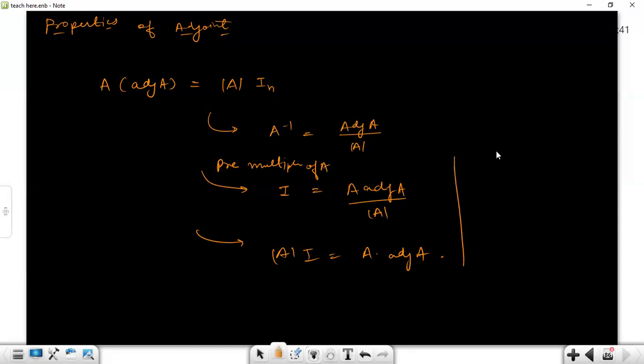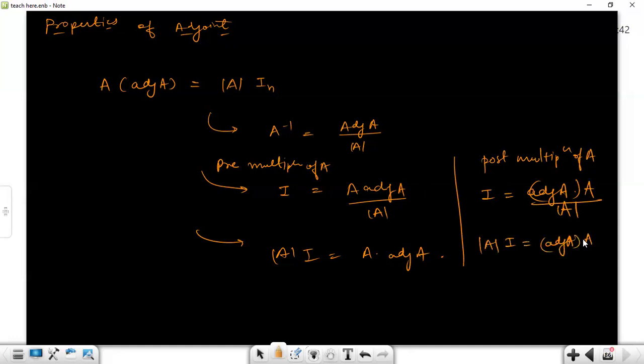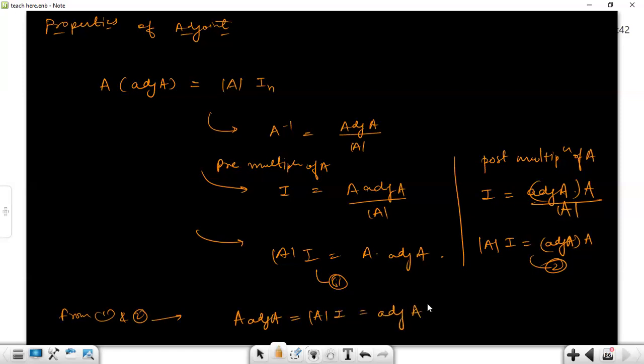This could also be post-multiplication. So A inverse into A is the identity matrix, and adjoint of A into A divided by modulus of A. Now modulus of A into identity matrix equals adjoint of A into A. So from this observation and this observation, we can conclude that A into adjoint of A is equal to modulus of A into I, and it is also equal to adjoint of A into A.